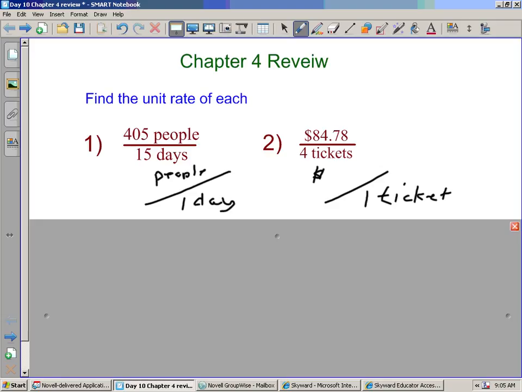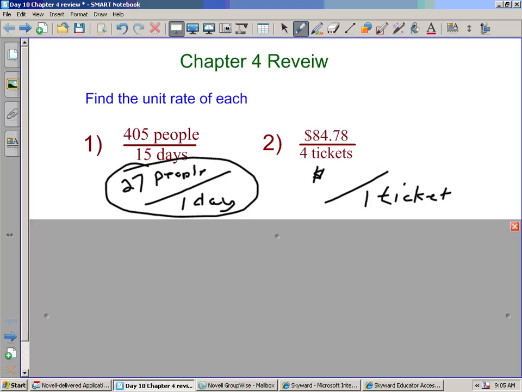Okay, so unit rate, first of all, the key is making sure you understand that that means how much for one. In the first problem, if we took 405 and divided by 15, because one number over another number means to divide, we find out that it's 27 people in one day. And labels are important for that. If we just said 27 over 1 or just 27, we would have no idea what you meant. But 27 people in one day has some meaning for it.